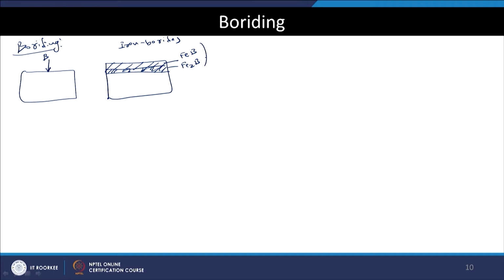And these layers are extremely hard and have a very good thermal stability. Thermal stability means when we heat up even up to 1000 degree Celsius, these layers will remain intact. That means you can even do the heat treatment to fix the internal microstructure. Let us say that you produced these iron boride layers, and then you can still do the heat treatment of the bulk. That means, because you are able to go to the higher temperature.